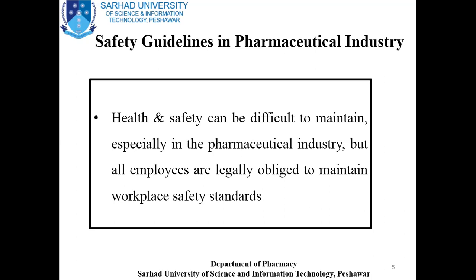Health and safety can be difficult to maintain, especially in the premises and workplace in the pharmaceutical industries. But all employees or personnel working in the pharmaceutical industries are legally obliged to maintain workplace safety standards. For that purpose, they are specially trained and instructed to follow the standard operating procedure and the safety standards to ensure workplace safety and to maintain health and safety.